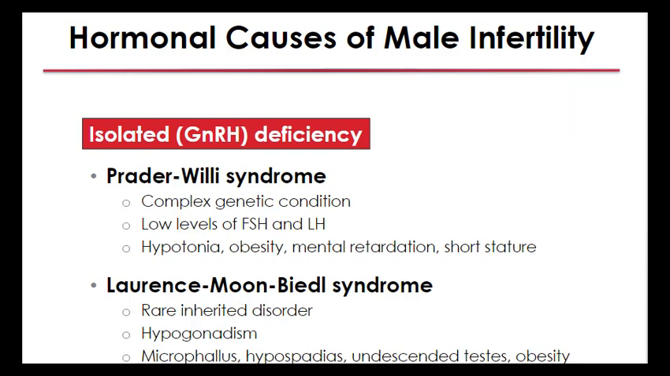Isolated GnRH deficiency also results in two other syndromes associated with male infertility. Prader-Willi syndrome is a complex genetic condition that involves the loss of genes in a specific region of chromosome 15. It results in low levels of FSH and LH, hypotonia, obesity, mental retardation, and short stature. Lawrence-Moon-Beadle syndrome, or Lawrence-Moon syndrome, is a rare inherited disorder characterized by diminished hormone production by the testes, hypogonadism. Affected individuals have microphallus, hypospadias, undescended testes, and obesity.